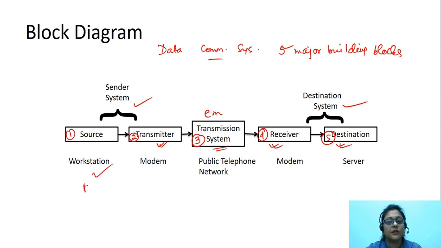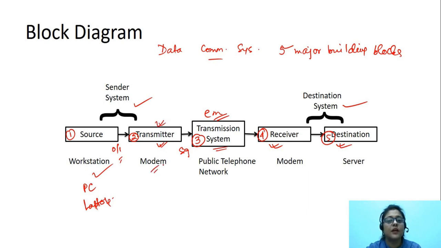An example of source can be a workstation. It can also be a PC. It can be a laptop, etc. Now this source actually generates zeros and ones, if we consider it to be a PC, workstation, or laptop. Now the zeros and ones cannot be passed through the transmission medium. These zeros and ones must be converted to a signal, which is known as the electromagnetic signal, to be passed through the transmission system. In order to do that, we convert this data into a signal with the help of this transmitter.